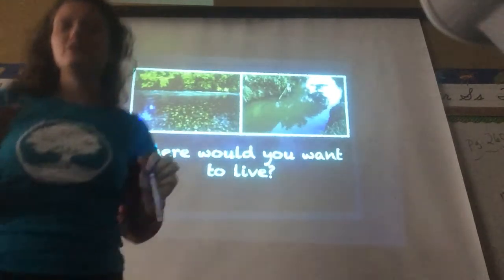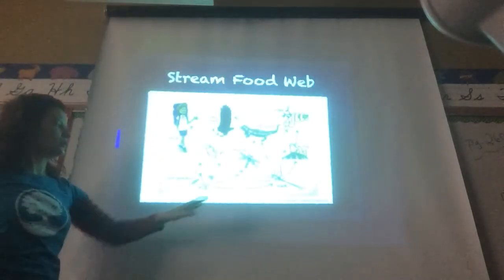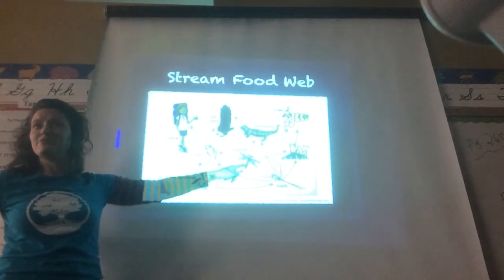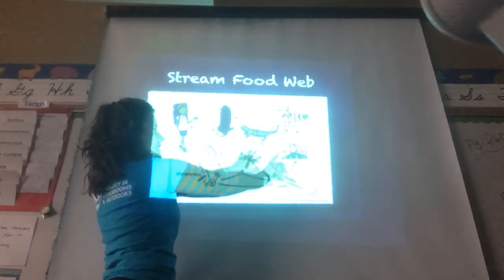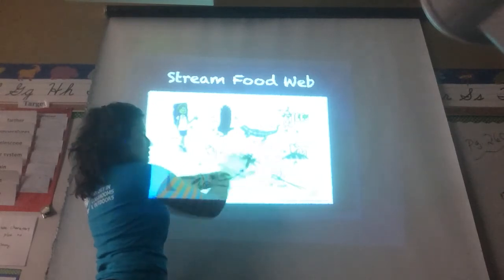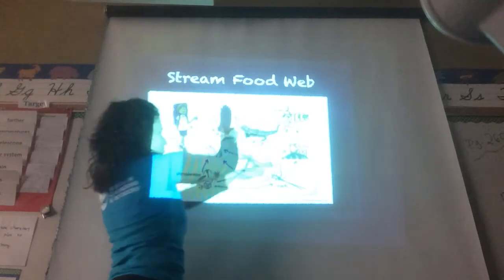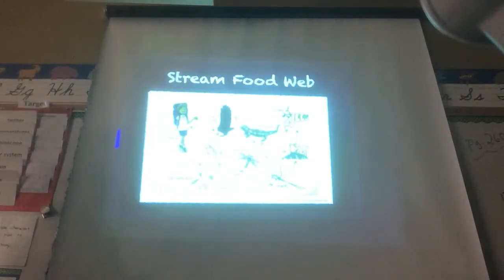No. Okay, so let's take a look at a stream food web for a second. So here's a mayfly, here's a dragonfly. Dragonfly spends its nymph phase in the water as well. If they die, what happens to the frog and the salamander and the fish? They die. What happens to the snake? What happens to the bird that eats the fish? They die. Okay, so a cool thing about macroinvertebrates that a lot of adults don't know.